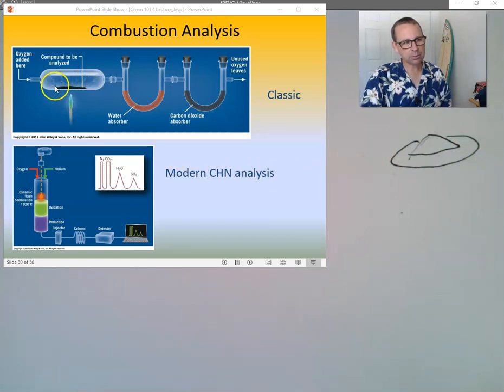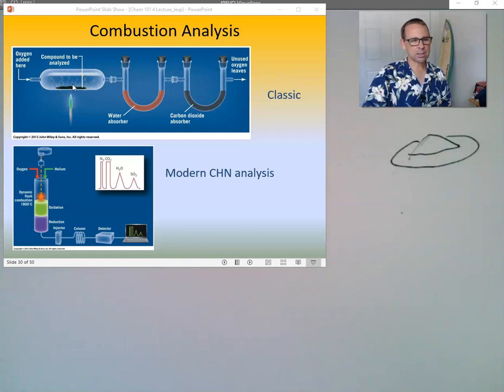We put our material, right here represented by this little black pile of material, into a tube that has oxygen flowing through it in this direction. So the oxygen goes in this way, and it can travel through this absorbent material, and then it can travel through this absorbent material, and then it travels out the end there. Okay?